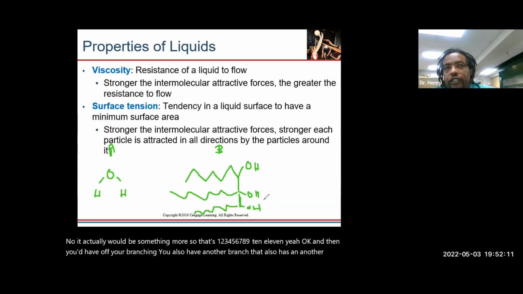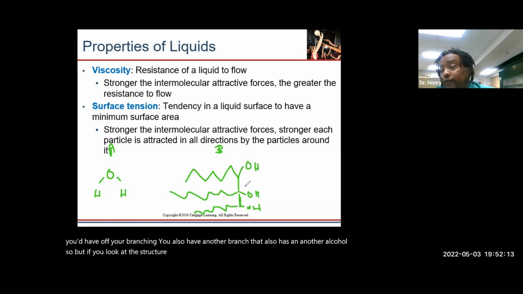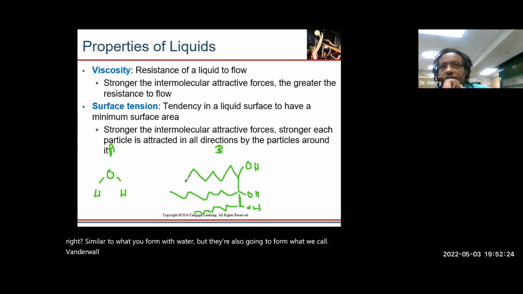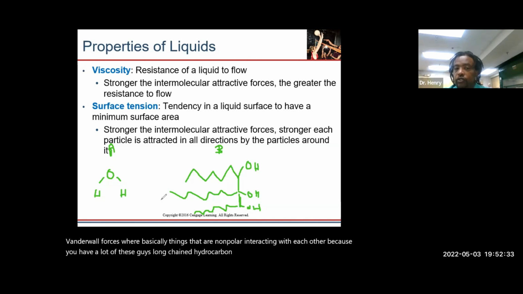But if you look at the structure, these here are going to be able to form hydrogen bonds, right? Similar to what you form with water, but they're also going to form what we call van der Waals forces, where basically things that are non-polar interact with each other. Because you have a lot of these long hydrocarbon chains, they're going to interact with each other. So it's going to make it harder for them to be separated because of those interactions.